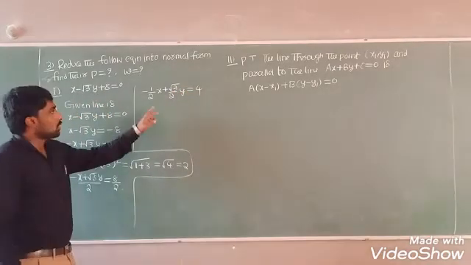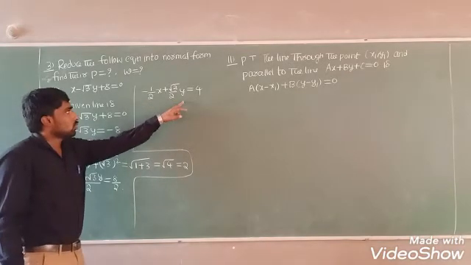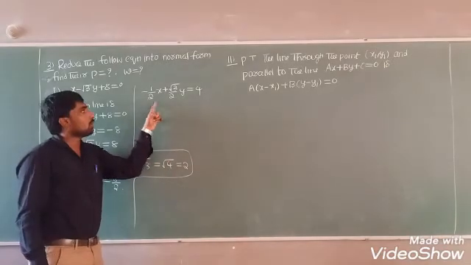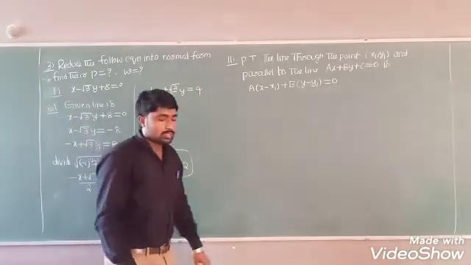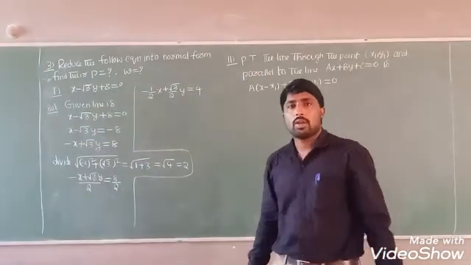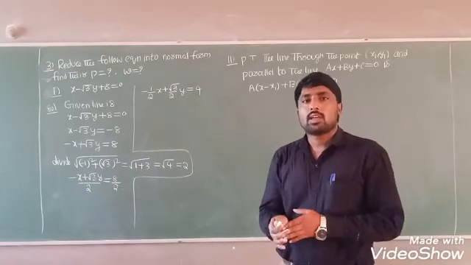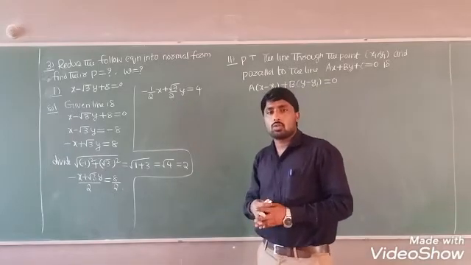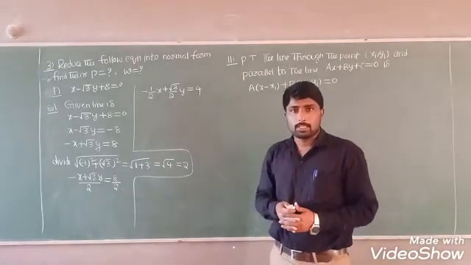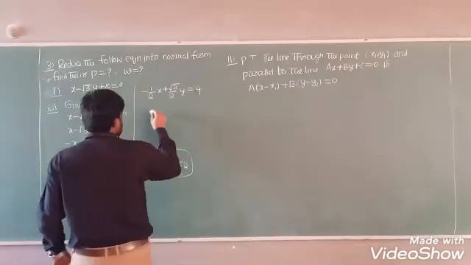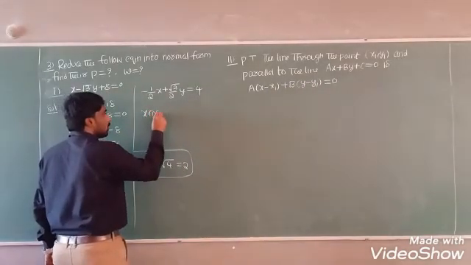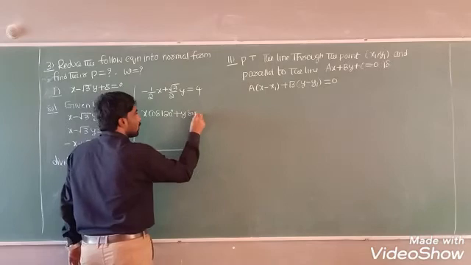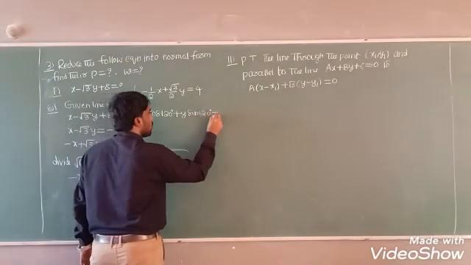You see here, this is x cos omega plus y sin omega equal to 4. Here the cos value is negative and the sin value is positive. If cos is negative and sin is positive, it is possible in which quadrant? Second quadrant. In the second quadrant, sin is positive and cos is negative. And root 3 by 2 means 120 degrees. So I will write this as x cos 120 degrees plus y sin 120 degrees equal to 4.